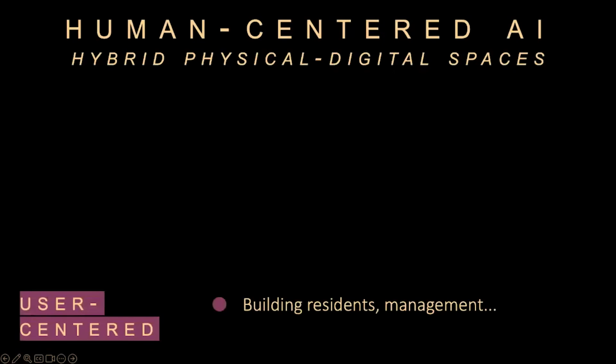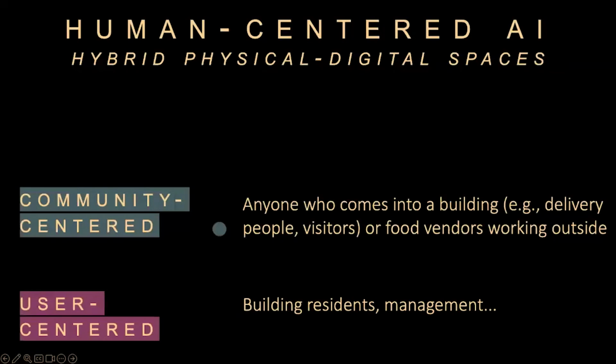So if I use my human-centered AI analysis at the 3 levels in the HPDAS case, it might look something like this. At the user-centered level, we work with and design for building residents, the companies that lease the space, building managers, and building owners. At the community level, we should work with anyone who might come into the building or even the neighbors.